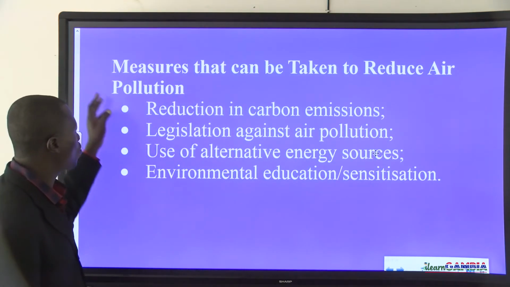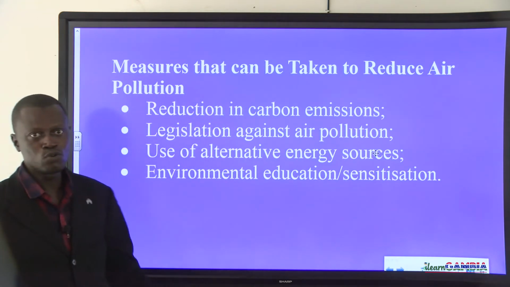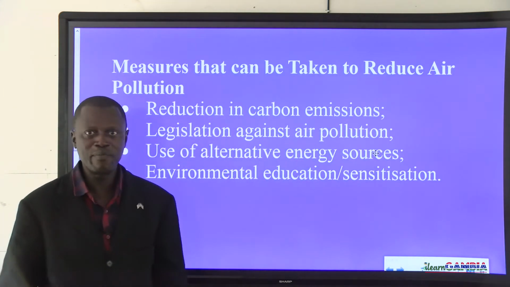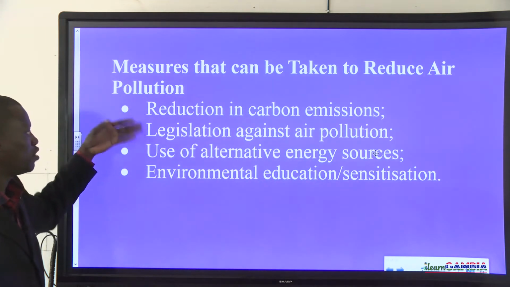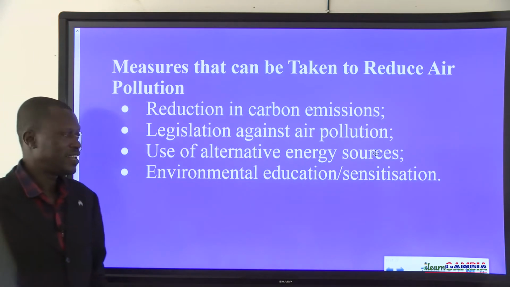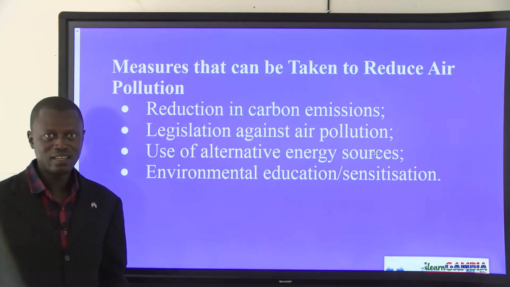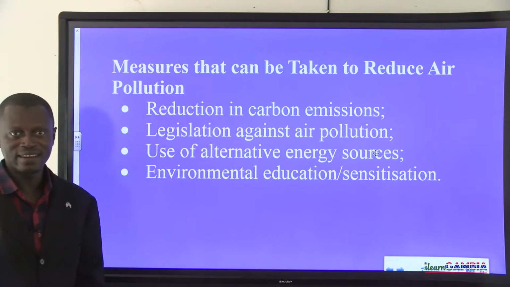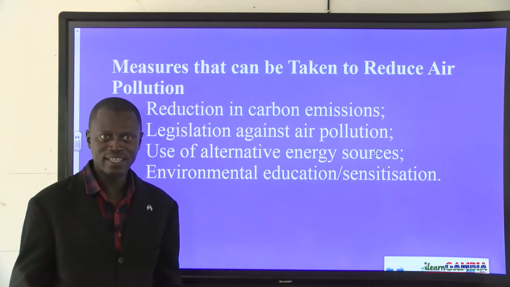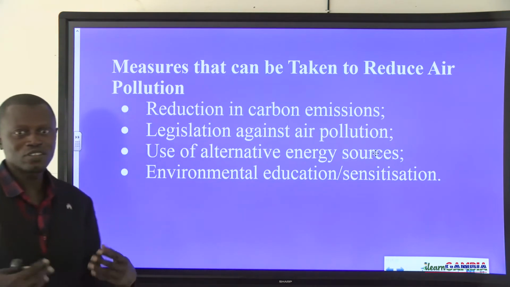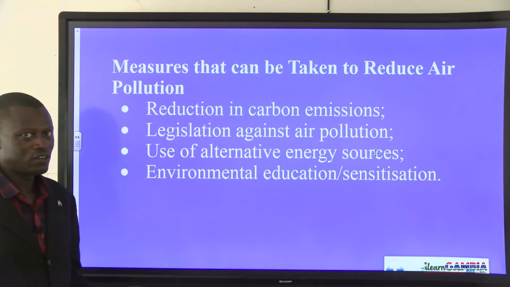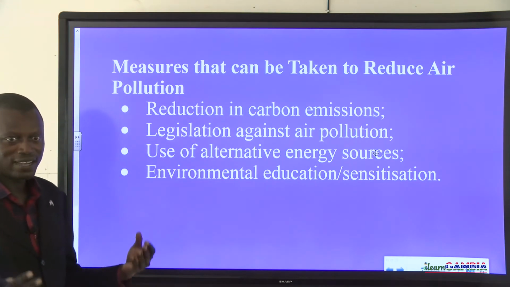What are some of the measures that can be taken to reduce air pollution? Among them, one is reduction in carbon emissions. We need to reduce the emission of carbon dioxide and other harmful gases into the atmosphere, like methane, the oxides of nitrogen, and carbon monoxide, which is usually contained in the engines of vehicles. All these are harmful gases.